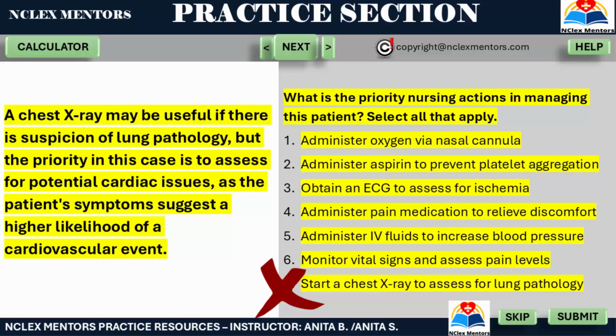ischemia. The priority actions for this patient are to administer oxygen, obtain an ECG, and monitor vital signs and pain levels. These steps align with the ABC framework, focusing first on circulation and oxygenation, followed by monitoring for any significant changes in the patient's clinical condition. All other options, like administering aspirin, pain relief, and IV fluids, can be addressed once the immediate concerns are managed.